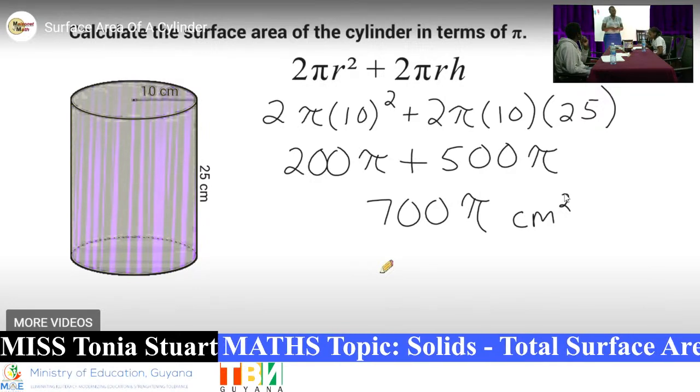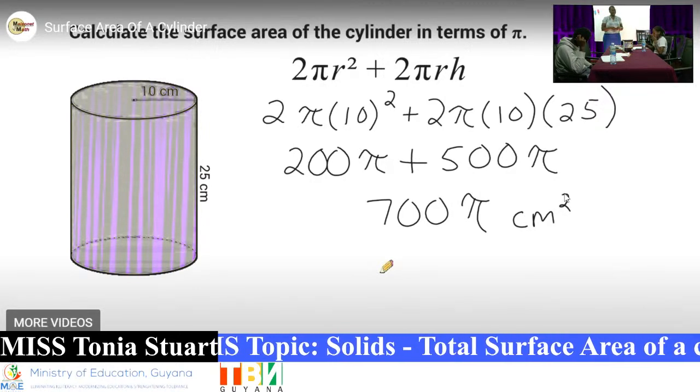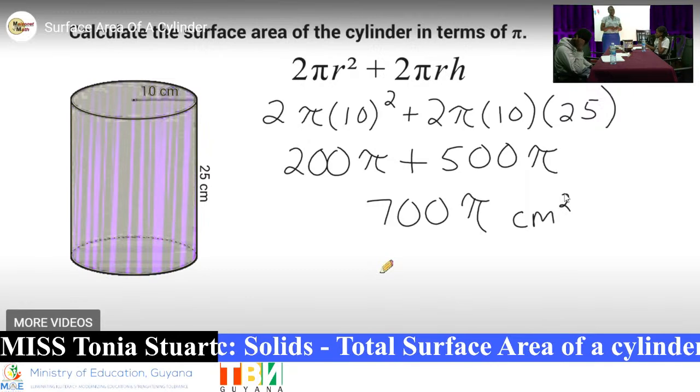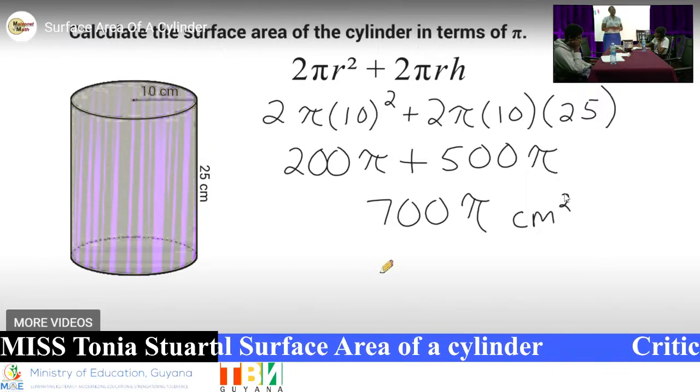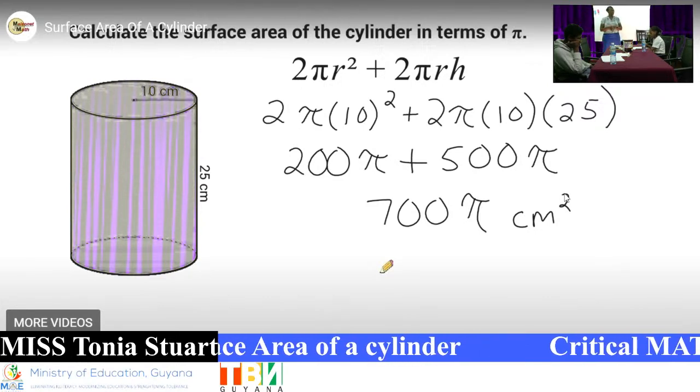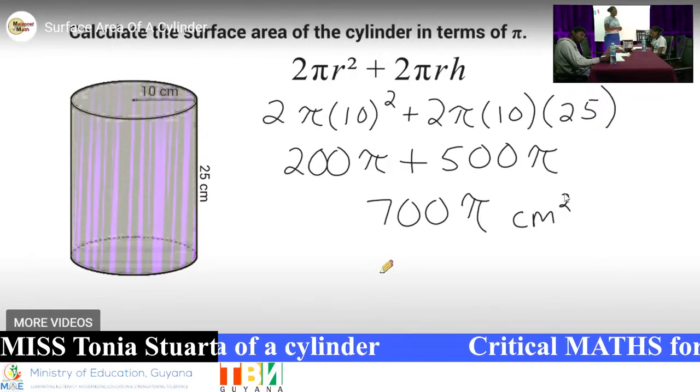Is it 2 pi? Good. We multiplied by the 2, yes, right? Because we're keeping the pi.